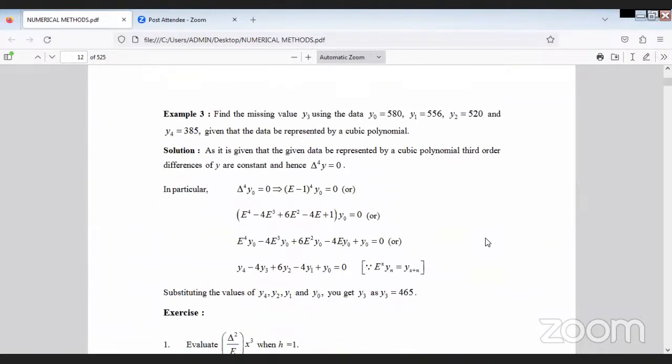Finding the missing value of y3 using the data: y0 is equal to 580, y1 is equal to 556, y2 is equal to 520, y4 is equal to 385. Given the data is converted to a cubic polynomial.